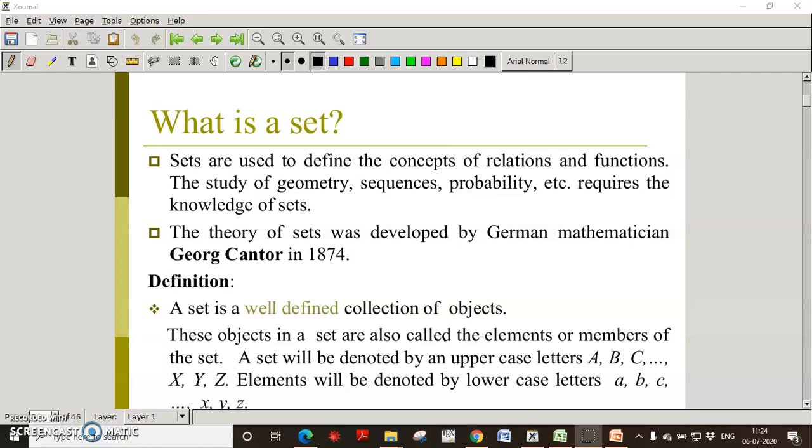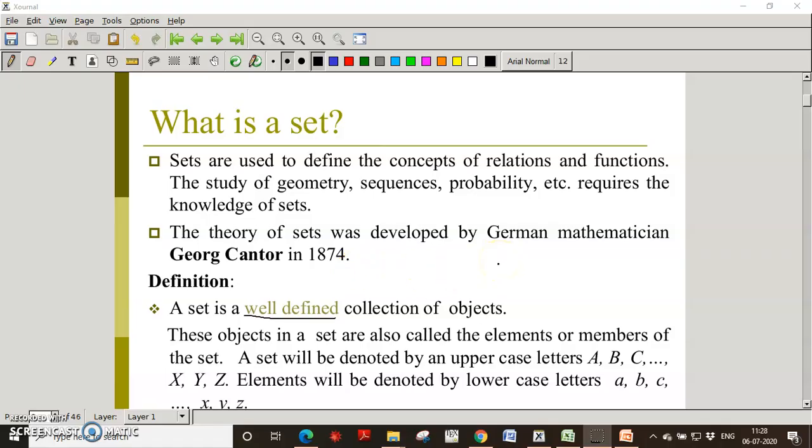In the previous lecture I have already discussed the applications of set theory. Sets are used to define the concept of relations and functions. The study of geometry, sequences, probability, etc. requires the knowledge of sets. Set theory was developed by the German mathematician Georg Cantor, who developed the concept of set theory in 1874.